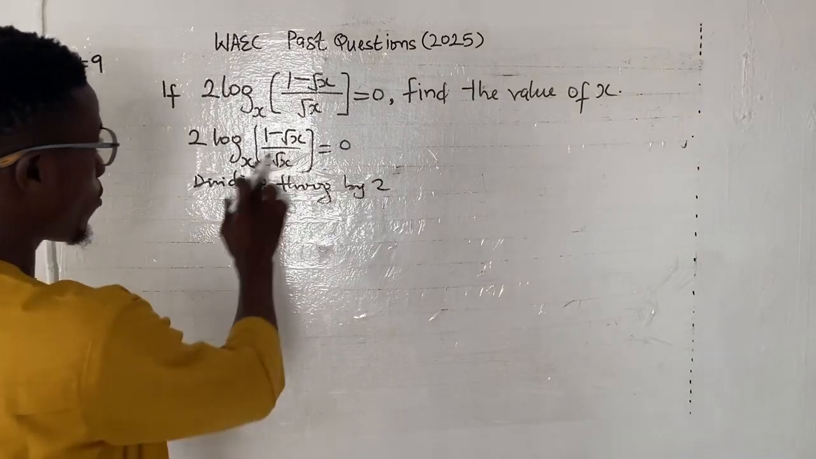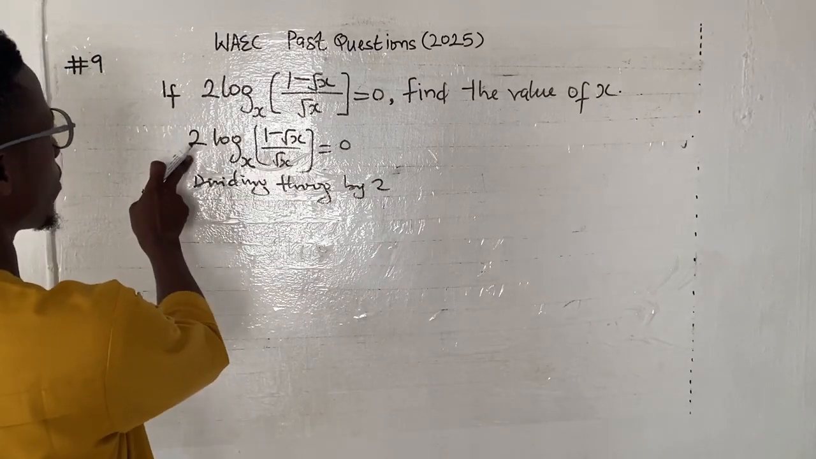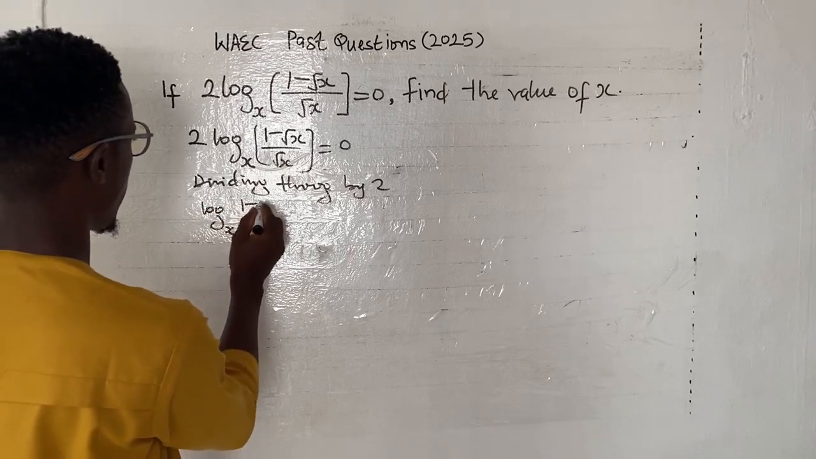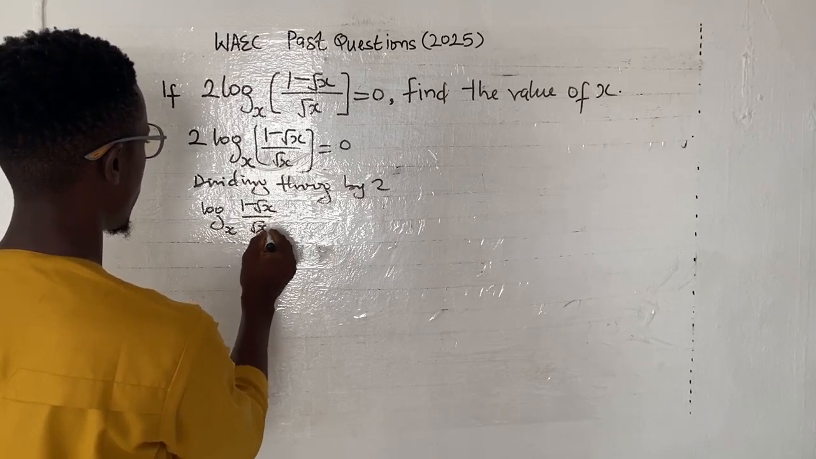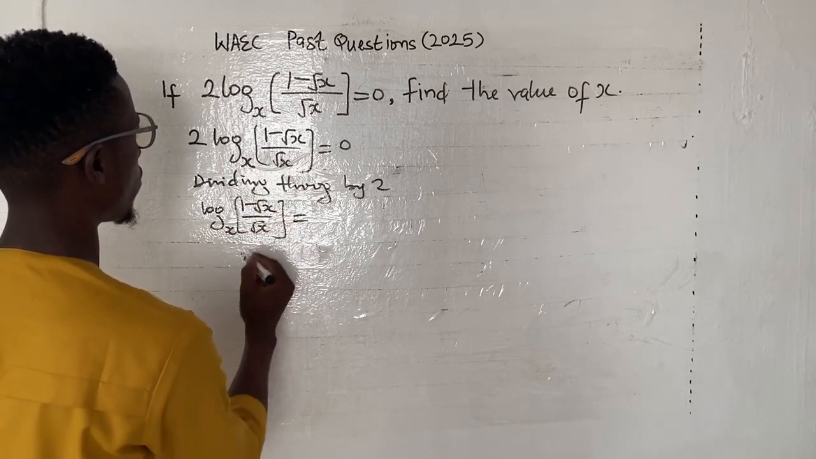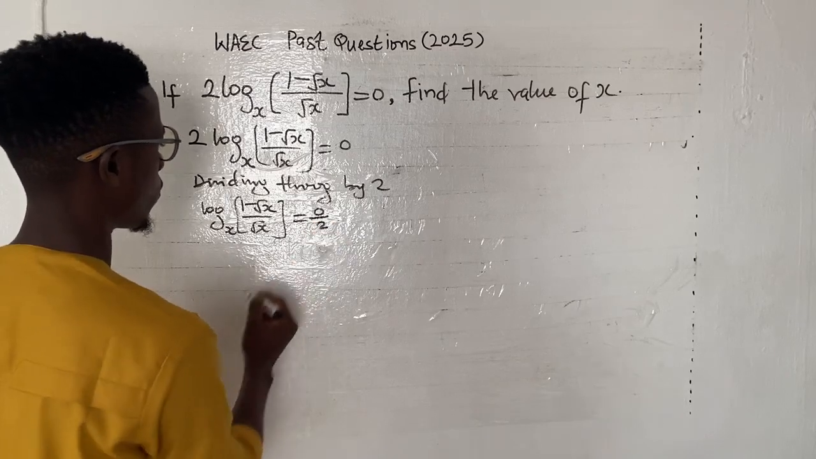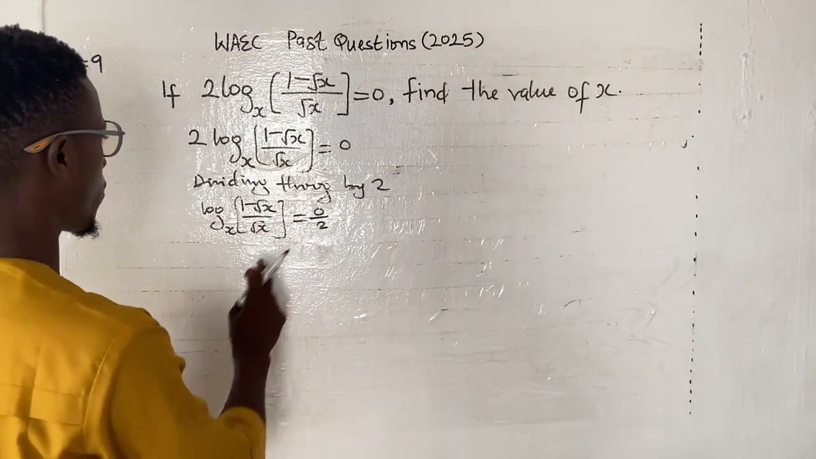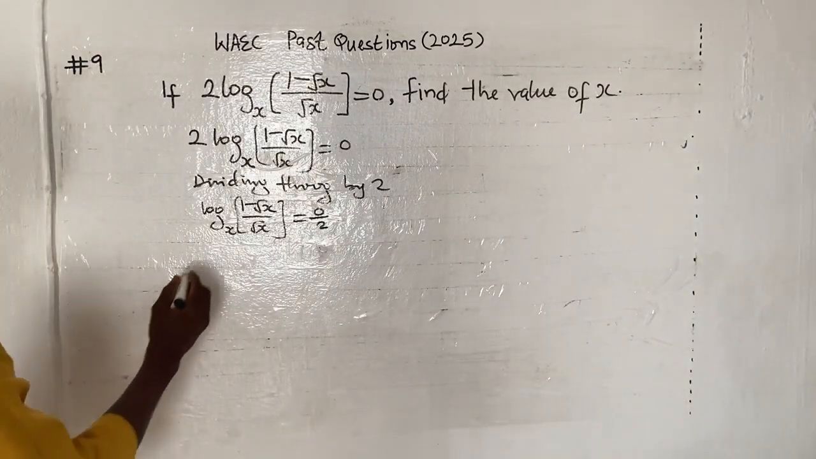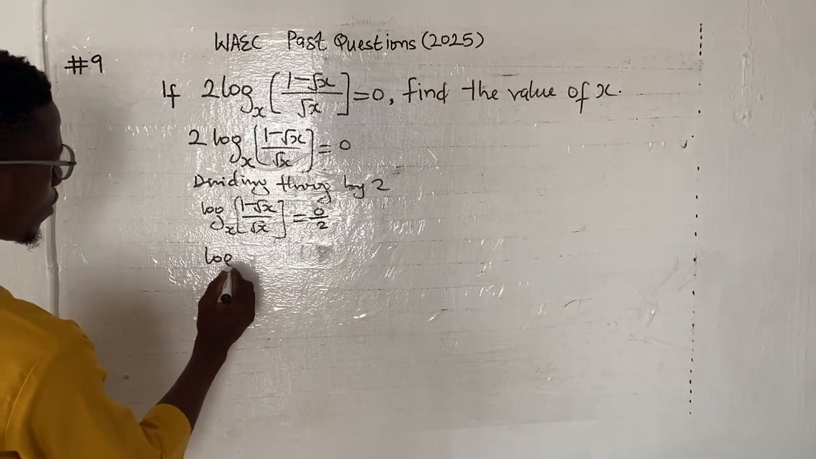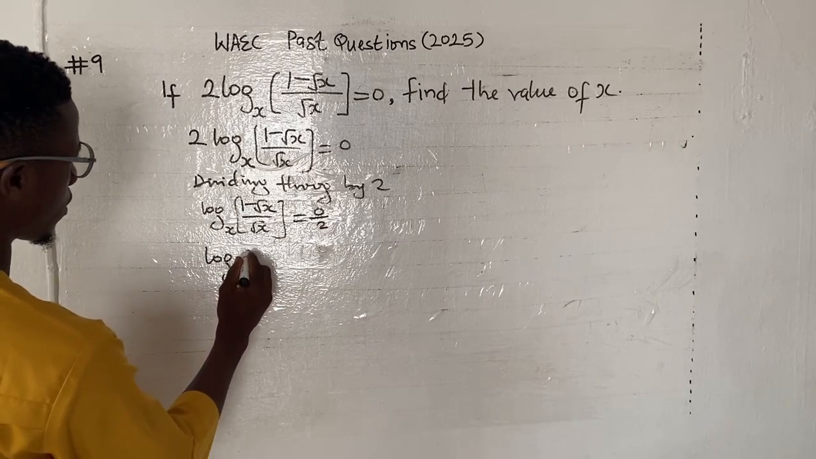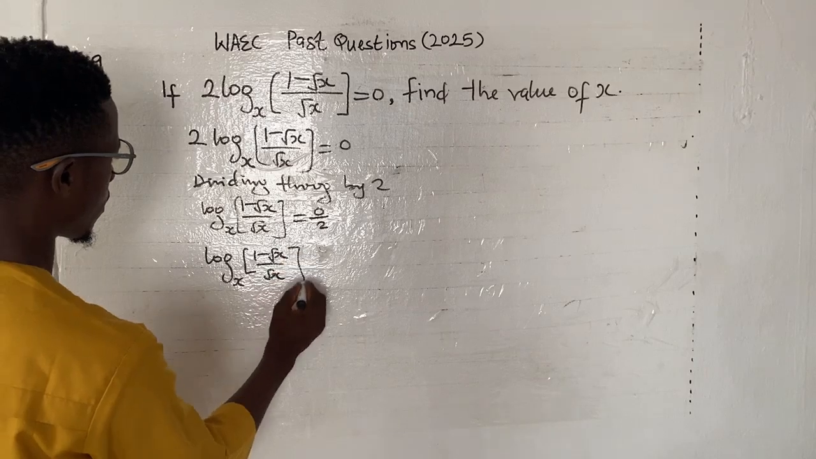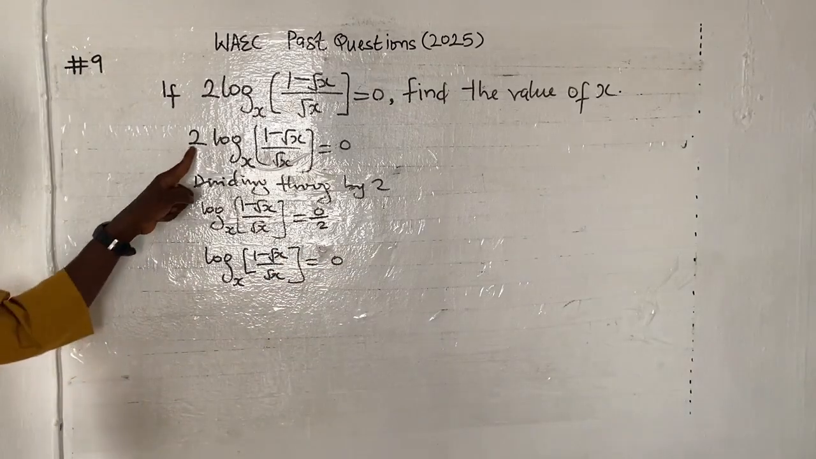by 2. So if you divide both sides by 2, then the 2 will cross out. You'll be left with what? Log to the base of x of 1 minus root x over root x equals to what? 0 over 2, which will give us what? It will still give us 0, because if you divide 0 by 2, you're still going to have 0. So what do we have next? We have log to the base of x of 1 minus root x over root x equals to 0. We've been able to cancel out the 2.